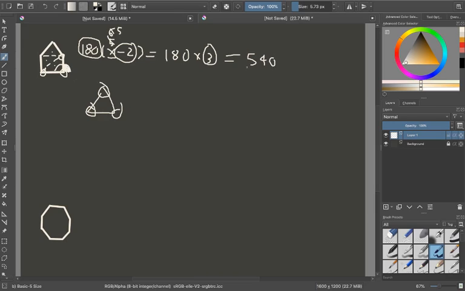Now 540 is not the interior or exterior angle. 540 is the sum of these angles. The pentagon has a sum of 540 degrees. Now to find the interior angle, we have to do 540 divided by x, or this number of sides, which is 5. And 540 divided by 5 is 108. Now 108 degrees is going to be the interior angle.